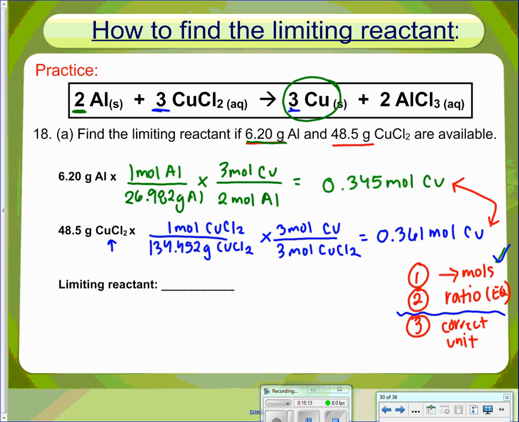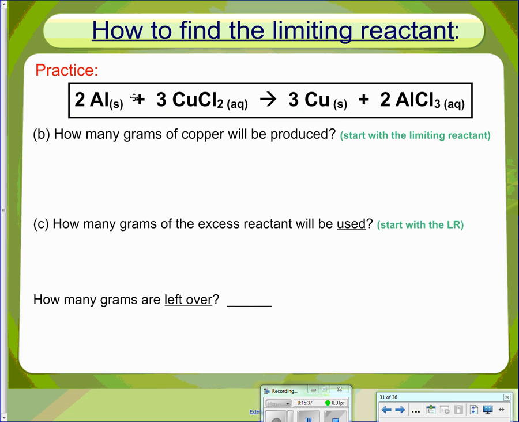Once you've done this step, you want to compare your two products. So I'm looking at my products, and this one is less. That means aluminum is my limiting reactant. Okay, this is very important. Once you've determined your limiting reactant, then that reactant becomes the given for all of your other problems. So the 6.20 grams of aluminum will now be my given for B and C. So I go ahead and I just write it in for those next two parts, so I know to start with it.